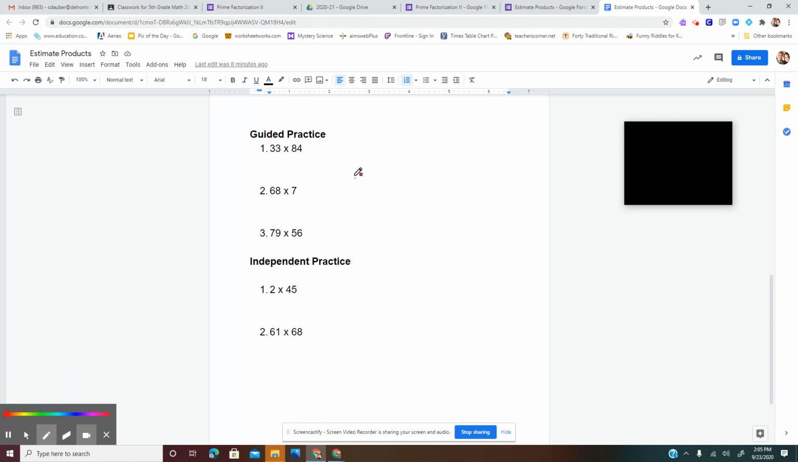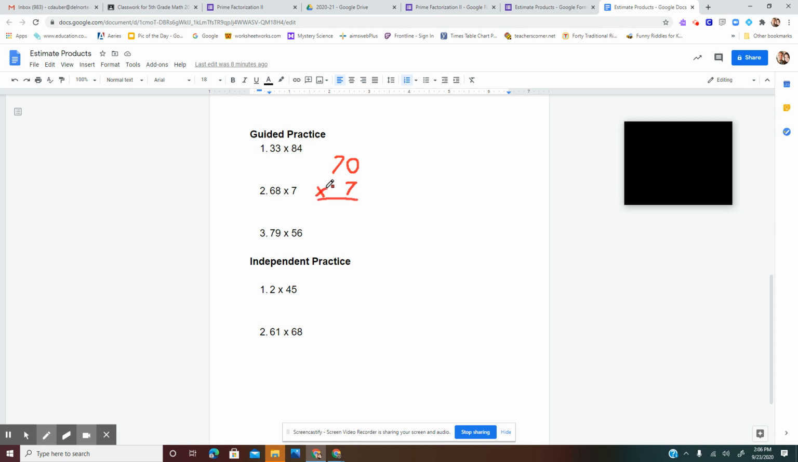Okay, next we have 68 times 7. Okay, so we round 68. The 6 asks the 8 for a raise, and the 8 says yes, because he's 5 or more. So that means the 6 becomes a 7, and the 8 becomes a 0. And when we have one of the factors that's less than 10, we generally don't round that second factor. We generally leave that one the same.